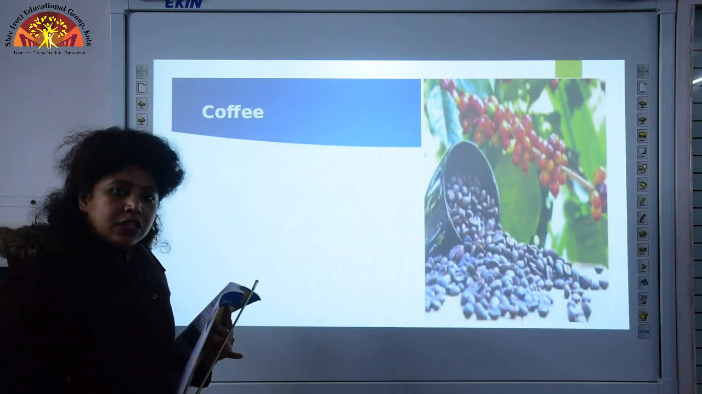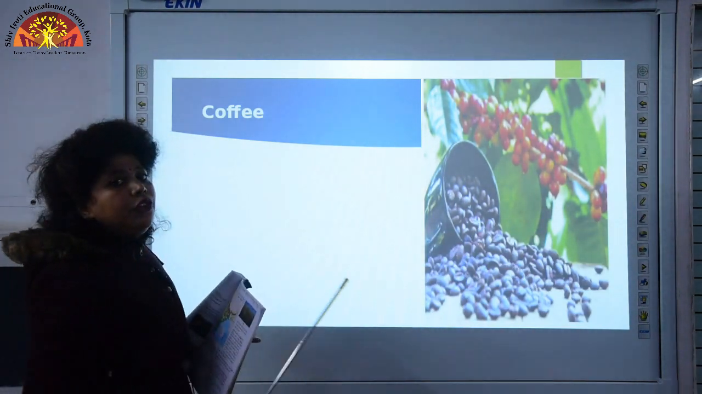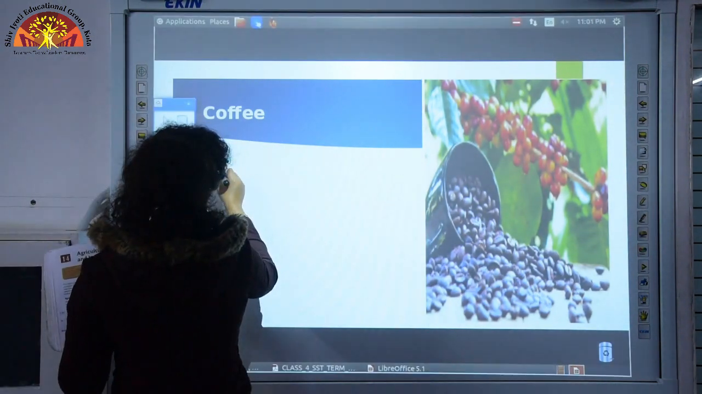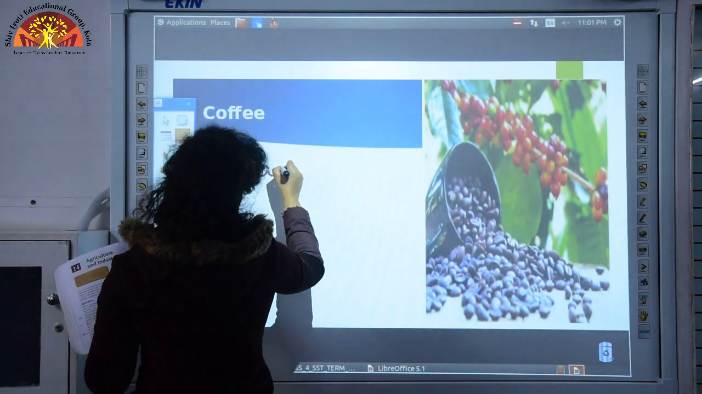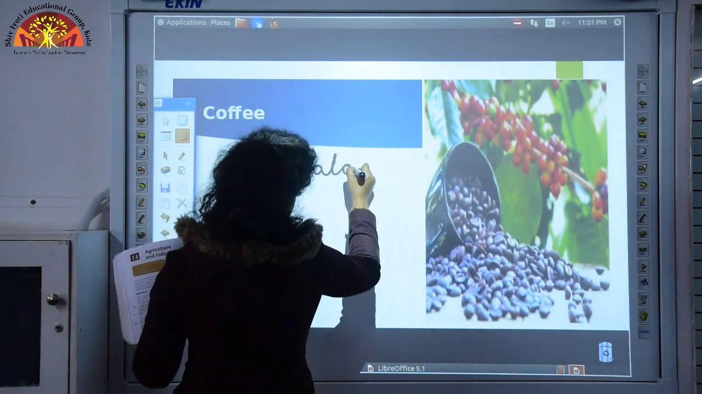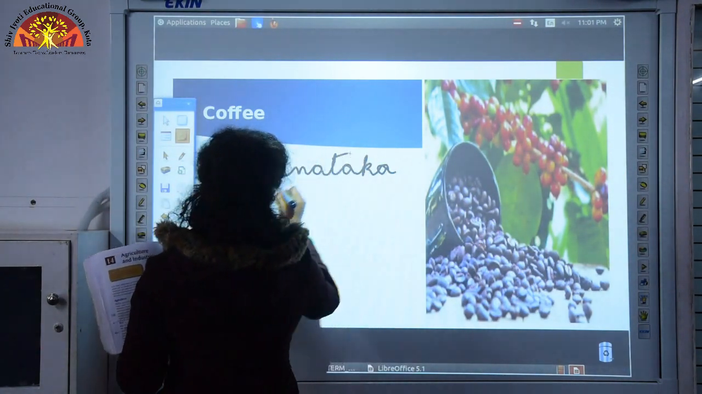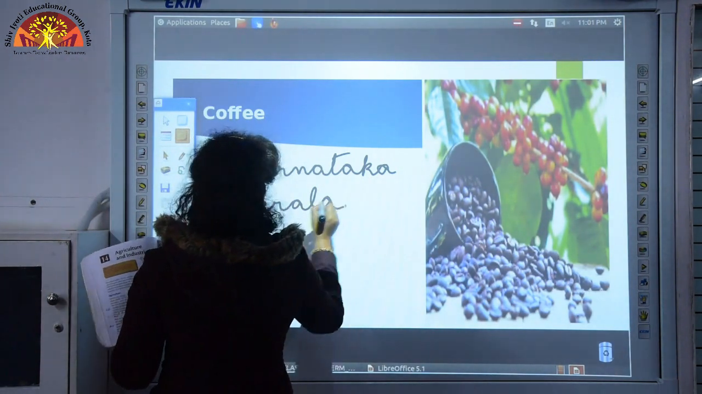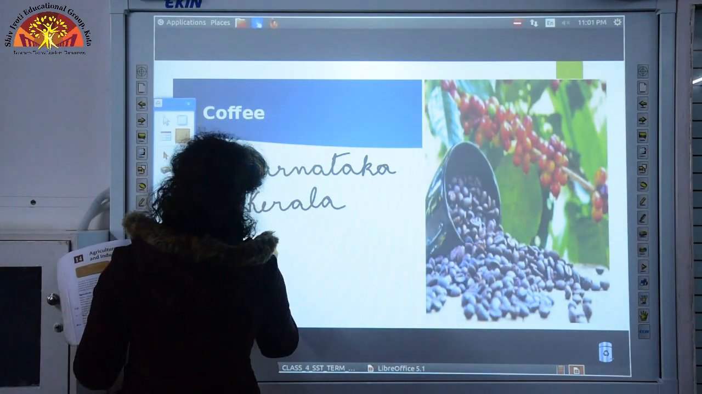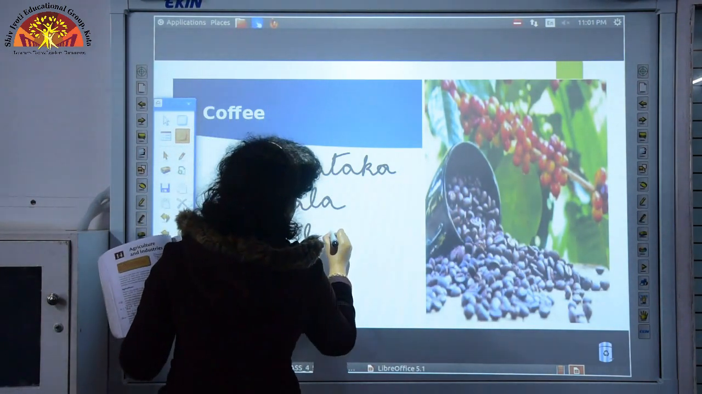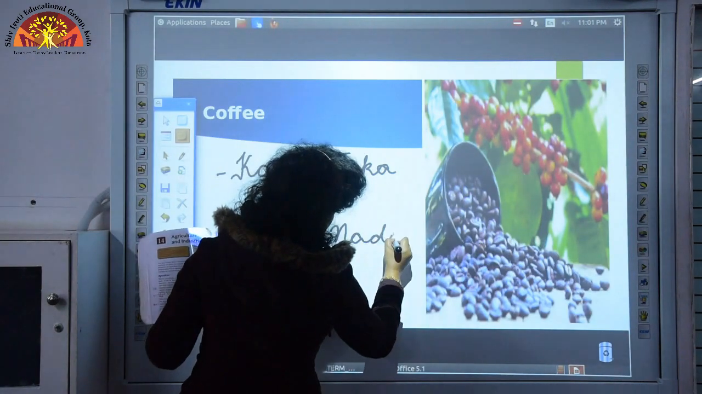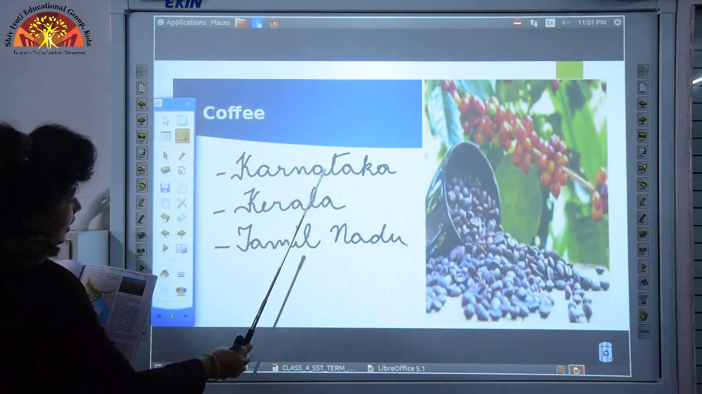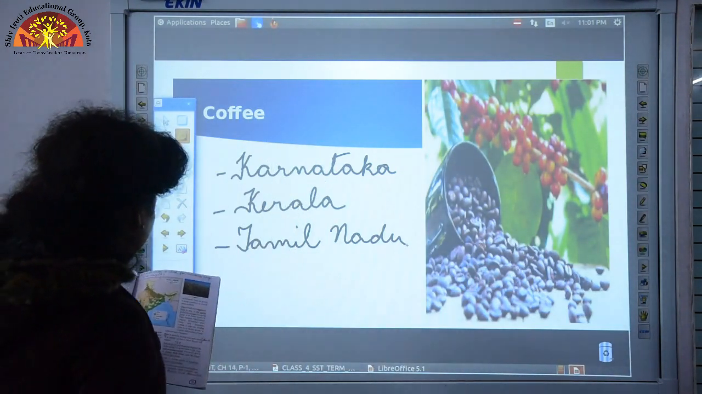Our next topic is coffee. Coffee is also one of the most popular beverages of the world and it is grown in Karnataka, Kerala and Tamil Nadu, and coffee is mainly grown in the states of Karnataka, Kerala and Tamil Nadu.